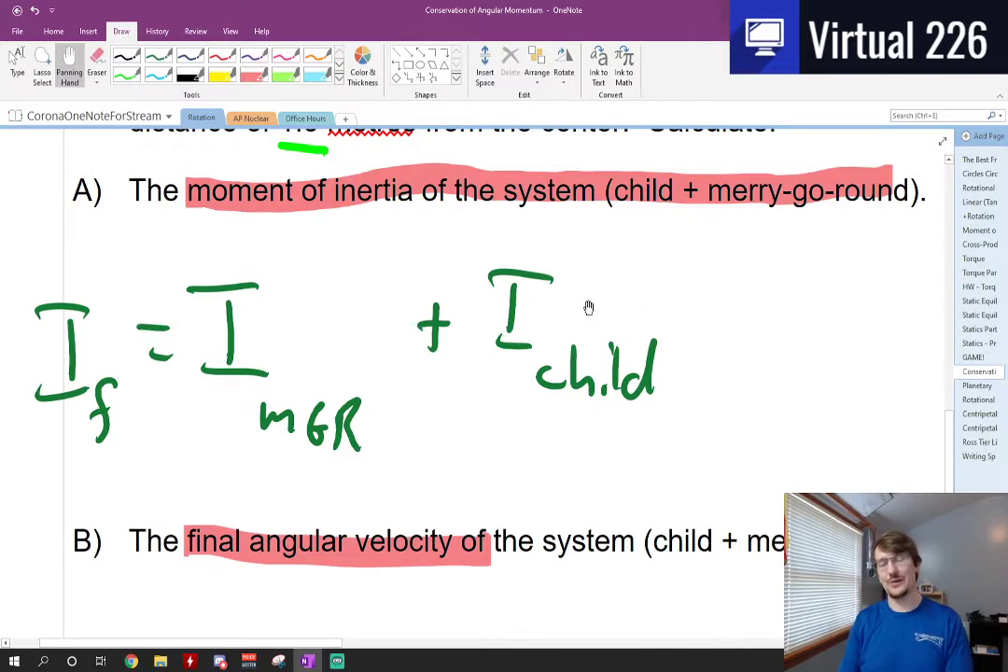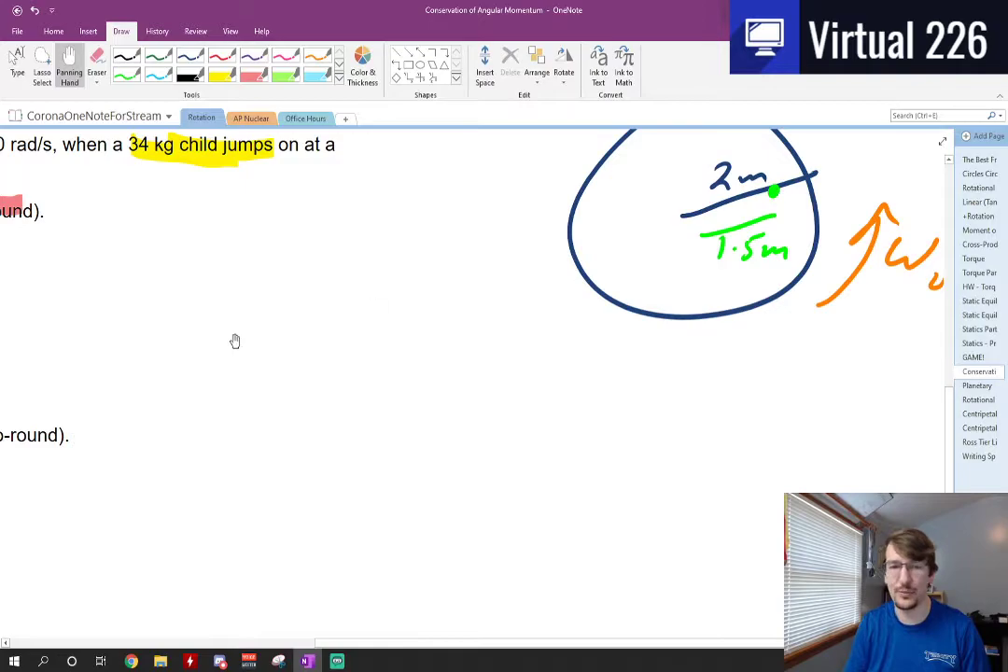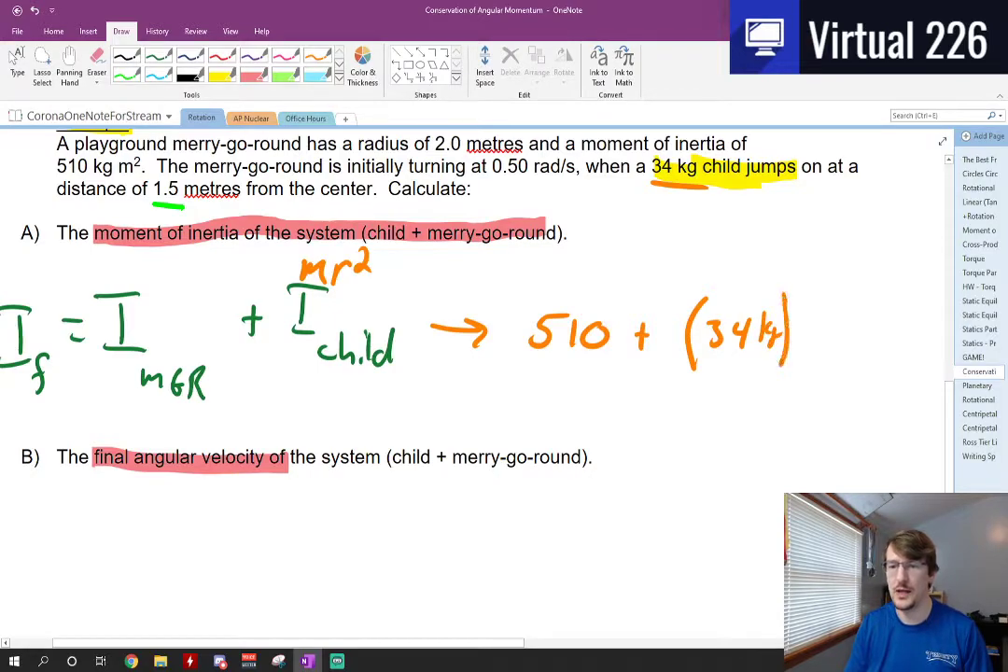The child, while it is some sort of four-limbed creature, we can think of as just being a point mass in this scenario. The child is landing at this point. And because of this, we can think of the child as a point mass with a moment of inertia of mr squared. So our final moment of inertia is going to be the 510 plus the mr squared of the child. The mass of the child is the 34 kilograms, and the distance the child is from the center is 1.5 meters, and we need to remember to square that. So 34 times 1.5 squared plus 510 is our final moment of inertia.